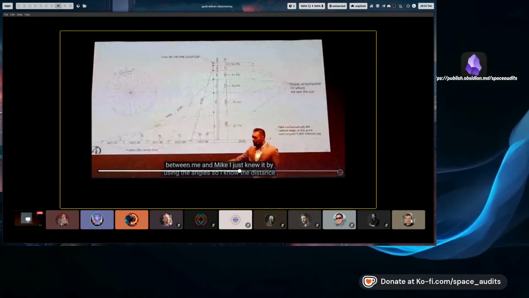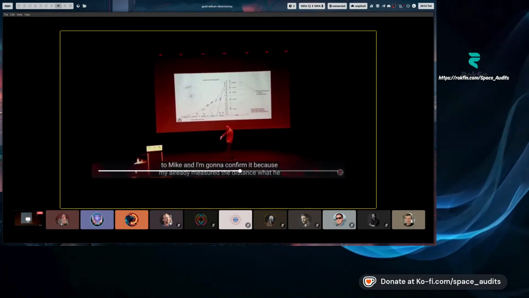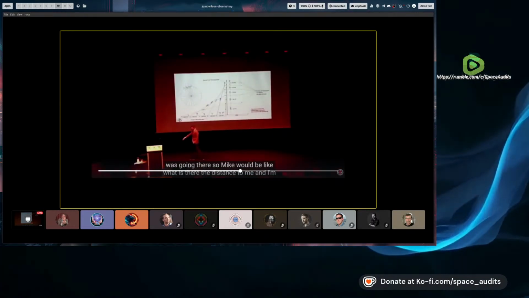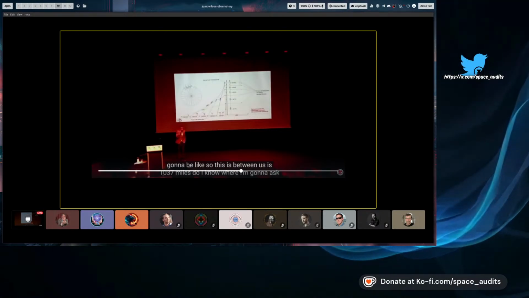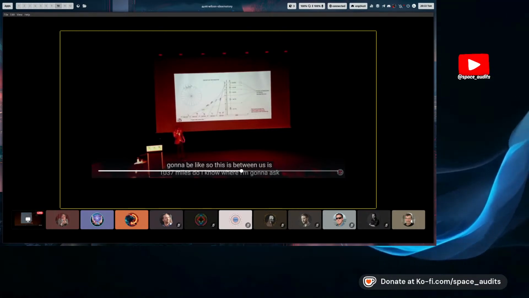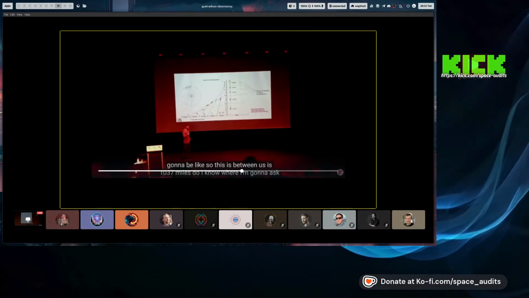So I know the distance to Mike, and I'm going to confirm it because Mike already measured the distance while he was going there. So Mike will be like, what is the distance to me? And I'm going to be like, 1,037. He's going to be, oh, man, I just measured 1,036. How did you know that? Man, I got it right.